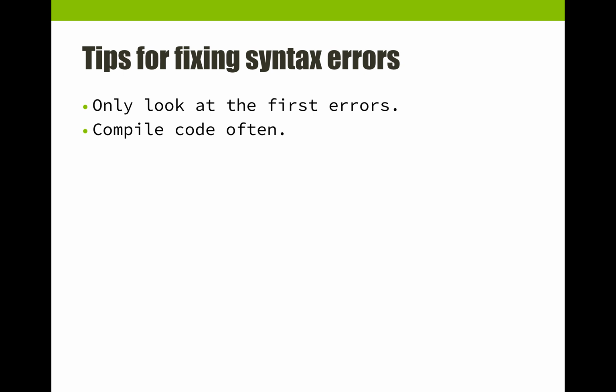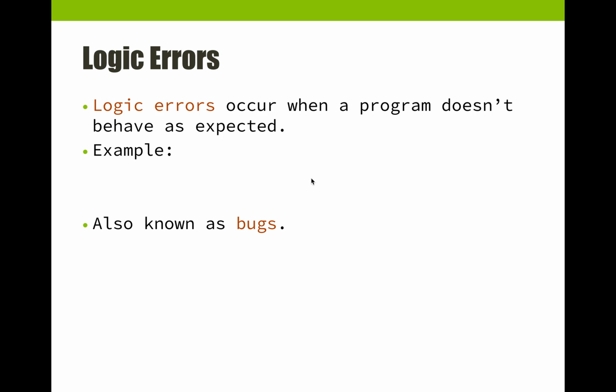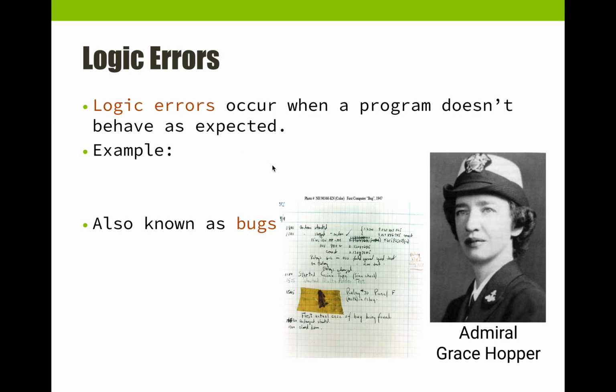Start with the top error, fix it, go to error number 2, fix that, go in order, and then it won't overwhelm you. So a logic error is an example of when a program behaves, meaning it executes and runs, but the result you get is not what you wanted. And this is something we call a bug.